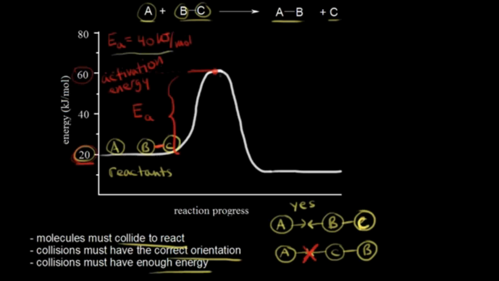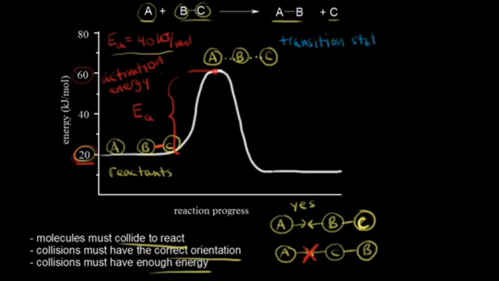And at the top right here, we're going to get a transitional structure. So let me go ahead and draw in a possible transitional structure for this reaction. So we have a bond forming between A and B. At the same time, we have a bond breaking between B and C. And we call this transitional structure right here the transition state. So our structure right here is called the transition state.